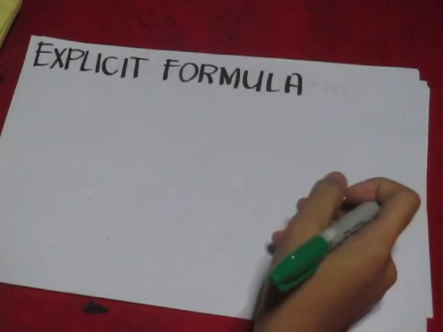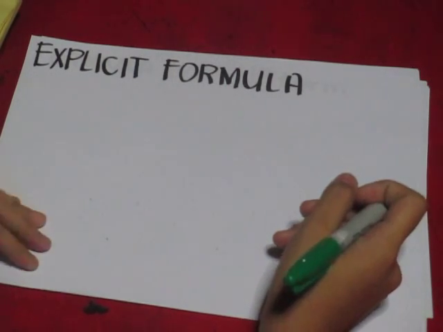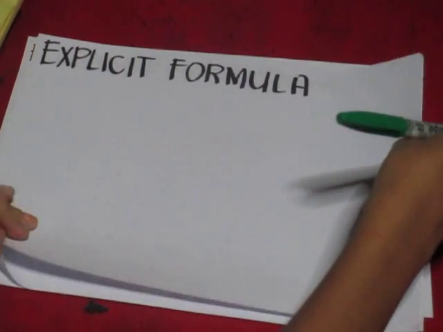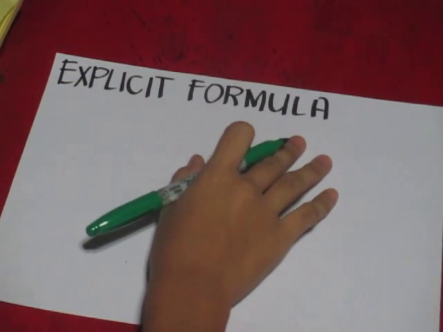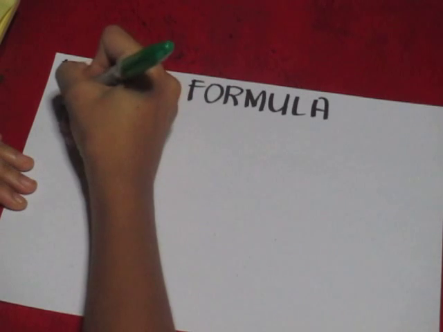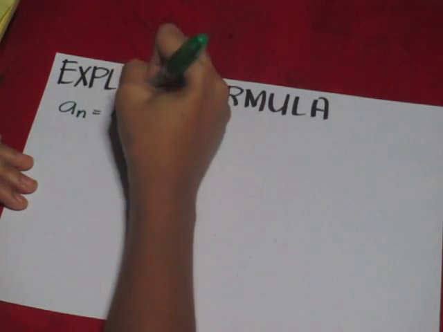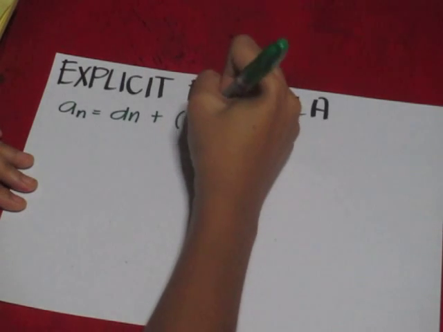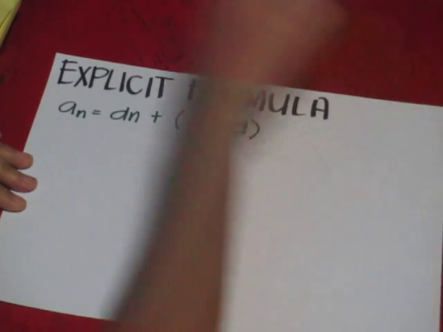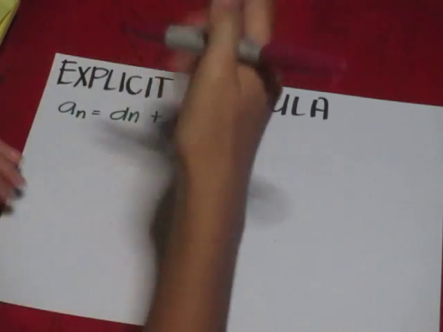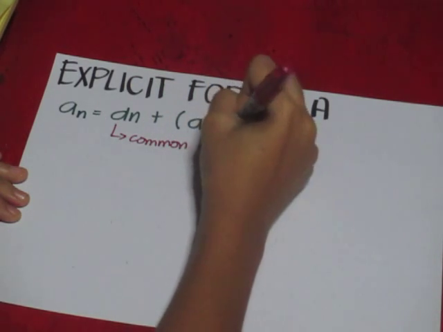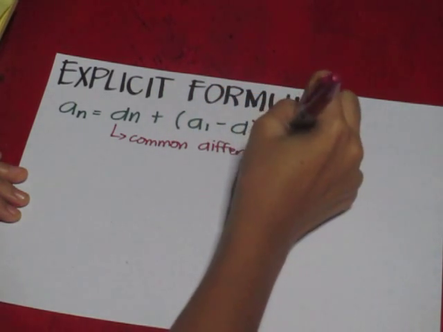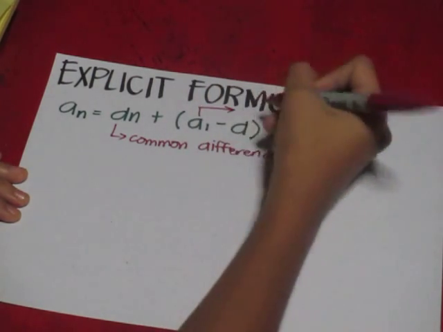So next we're going to talk about the explicit formula. In finding the explicit formula, we have this equation: a sub n is equal to dn plus the quantity a sub 1 minus d. d stands for our common difference, and a sub 1 stands for our first term.